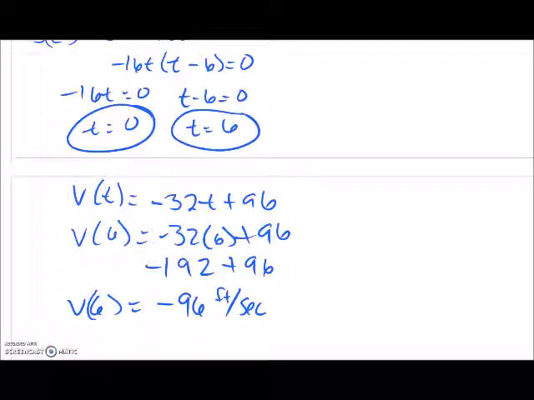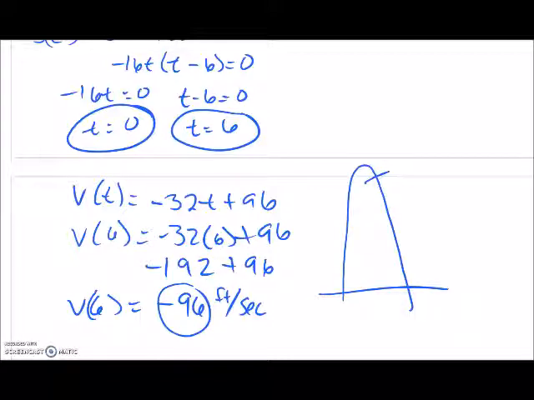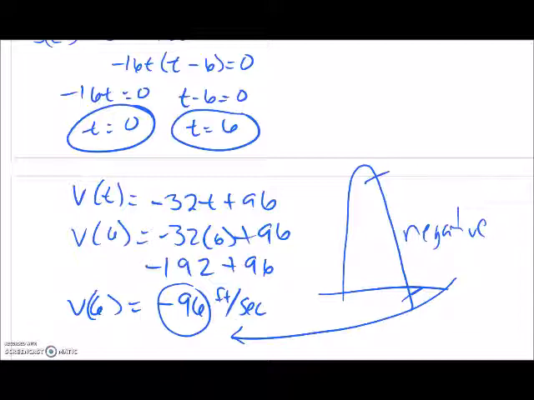So let's look at this for a second. When we see this being negative, we need to think about this ball that's being thrown up and down. The slope of this part is negative. So that's why the velocity comes out to be negative. That's the only reason there.